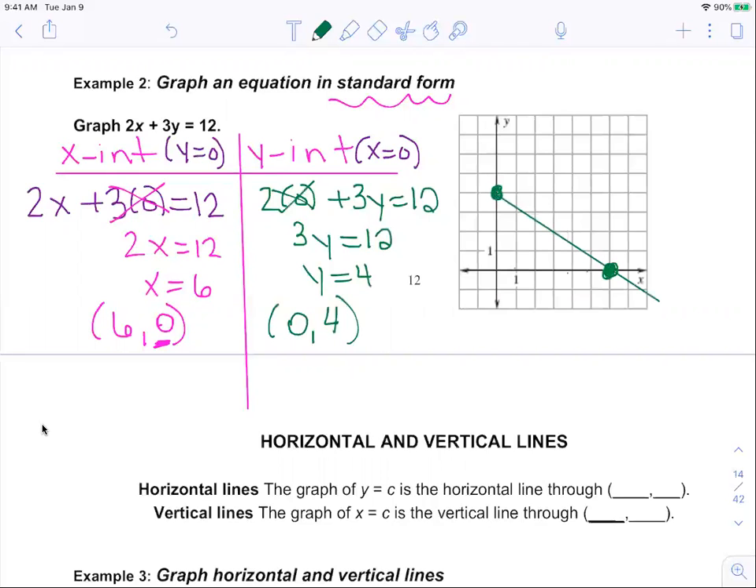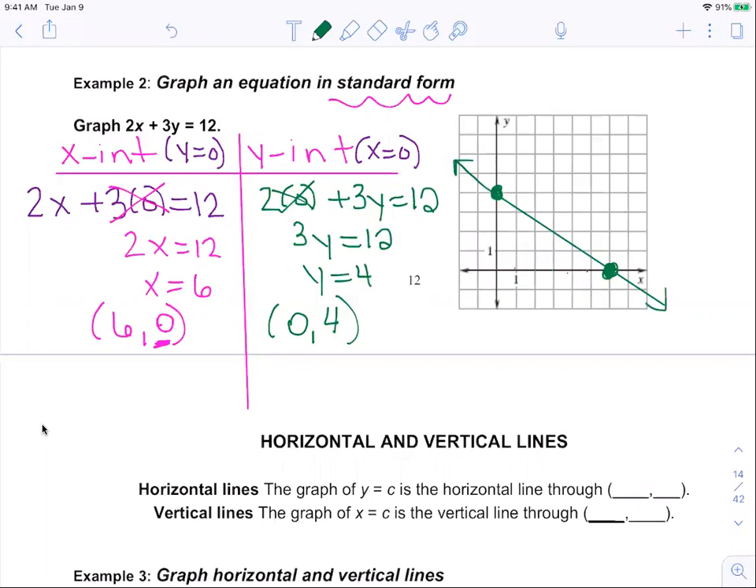And then connect your line. And that's it. That's graphing in standard form. Does anybody remember doing that? Maybe in Algebra 1?